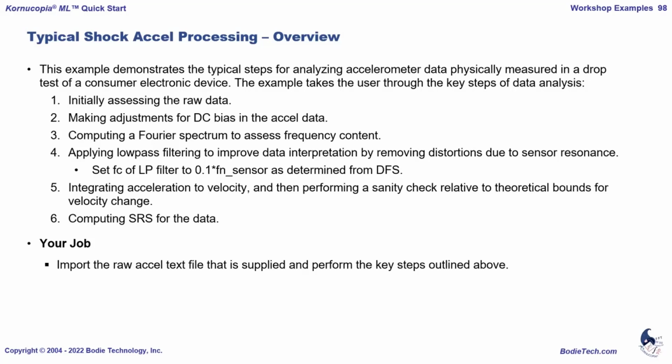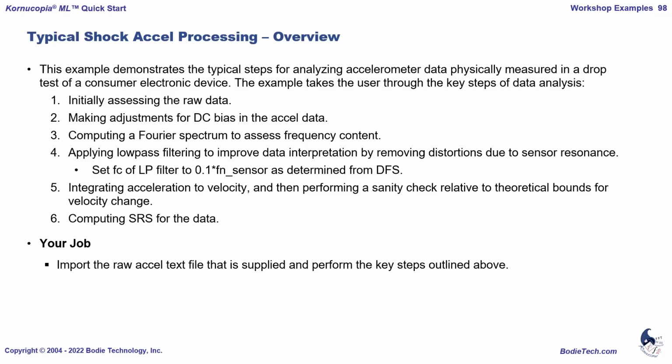Then we'll do a Fourier spectrum calculation to compute the frequency content in the data. We'll use that to judge where the resonance of the accelerometer is. And based on that, we'll set a low-pass filter that's 1/10 of that, and use that to remove distortions from the sensor's resonance in the data. And then we'll reassess the data after that.